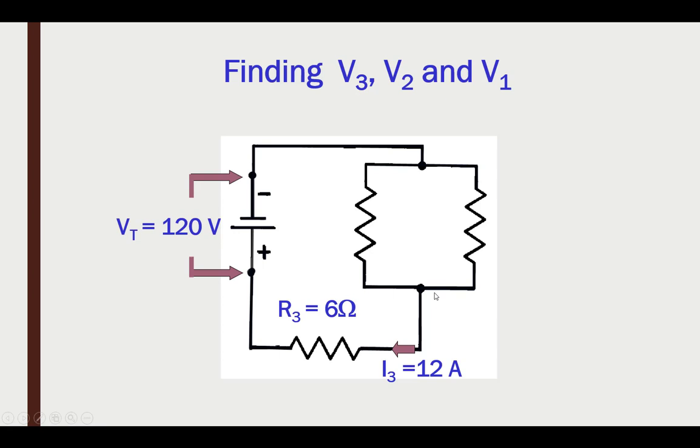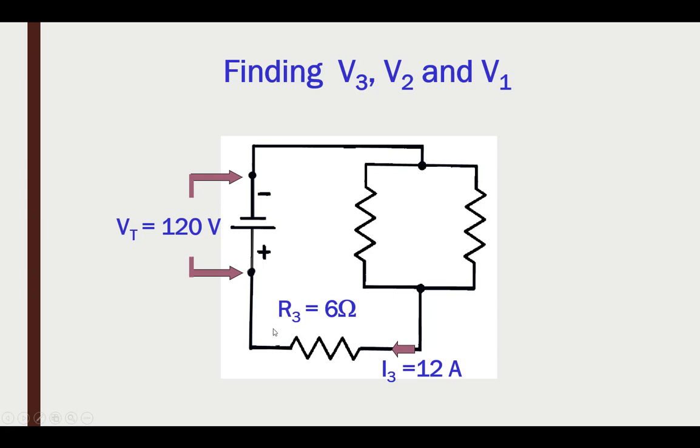All right, but what information do we have now? I've got 120 volts. I don't know this, so I don't know the proportionality, but I have this 12 amps. So 12 amps going through 6 ohms will give me that 72 volts. So there's 72 volts across this.